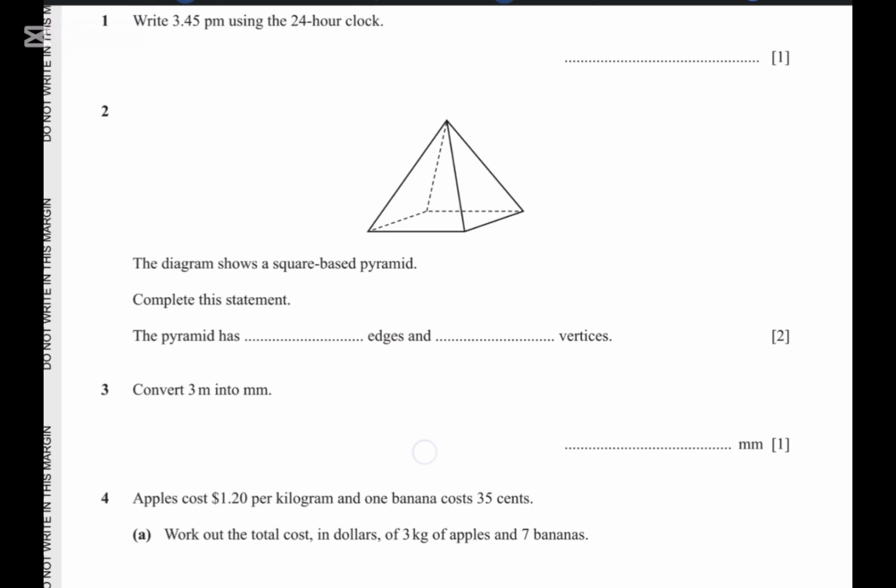Question number 1. Write 3:45 p.m. using the 24-hour clock. So here using 24-hour clock you have to write this time which is given in 12-hour clock. Whenever you are writing a time which is given in 12-hour clock, you have to check AM or PM. If it is AM, you can write the same time with 0 added there and removing the dots. But if it is PM, you have to add 12 to the hour side. So 12 plus 3 is 15. So the answer will be 15:45.